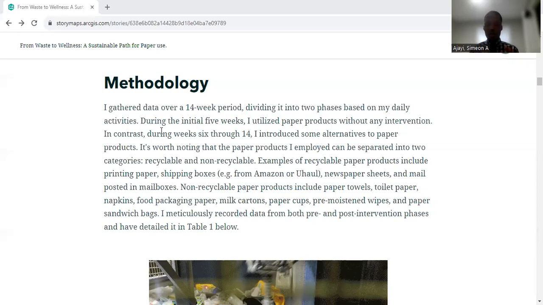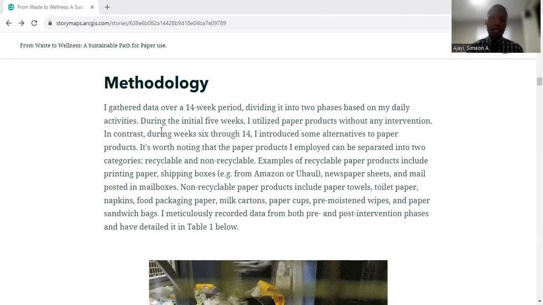I did this with the help of Google Datasheet, which I will talk about later in the presentation. So I was able to record my daily usage of papers every day. That's what I did for the initial 5 weeks. I didn't take any intervention. I was using the paper products the same way I was using them before the semester started.